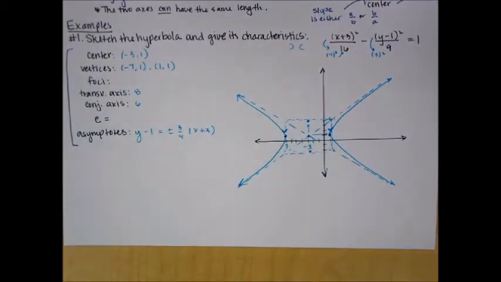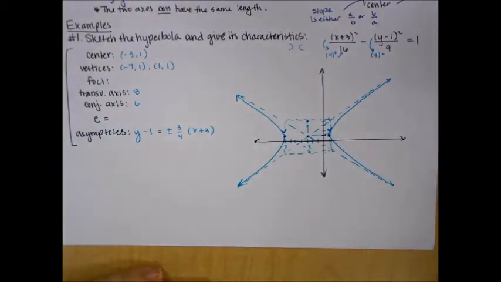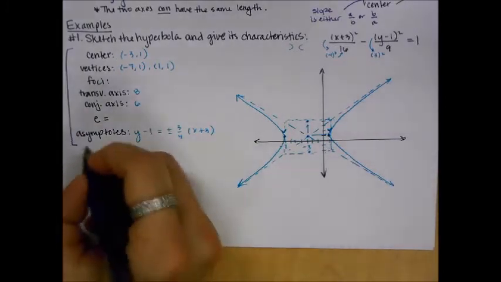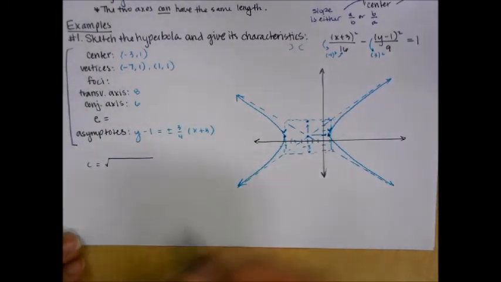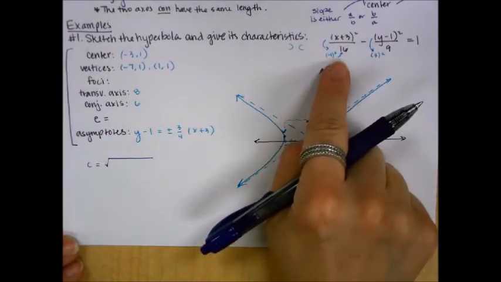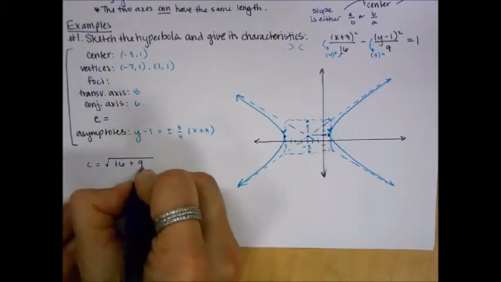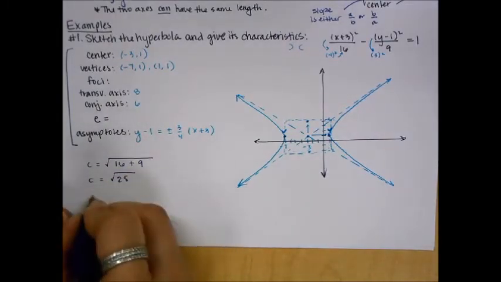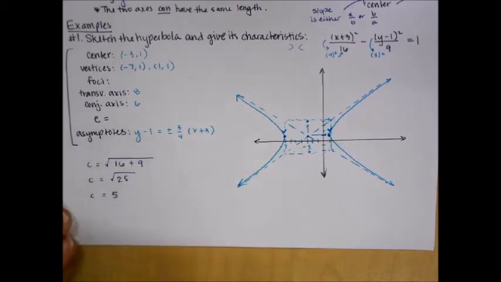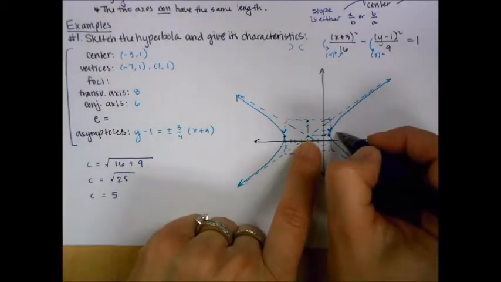Let's find the focus points. We're going to need the focal length C. So we're going to do the root of a squared plus b squared. So it's just adding the numbers underneath together. So 16 and 9. So we end up with root 25 or 5. And so from our center, we would go right 5 units and left 5 units to find the focus points here.